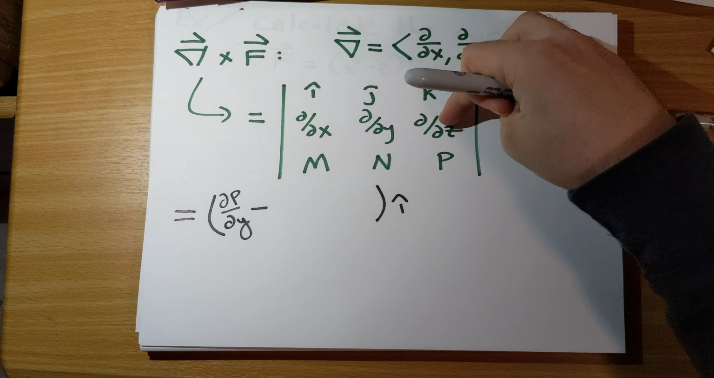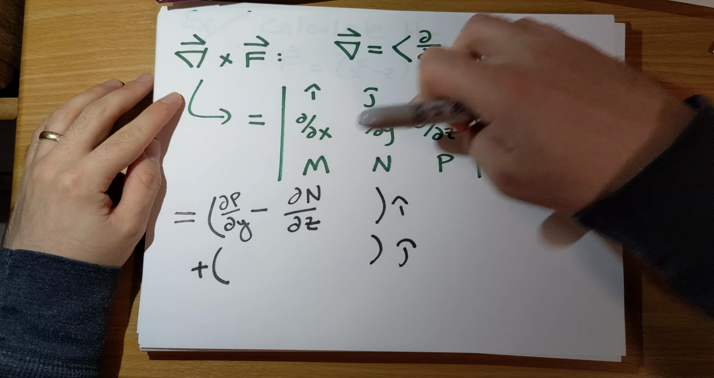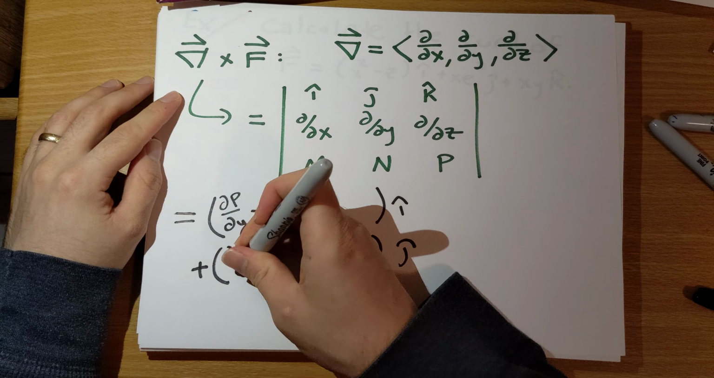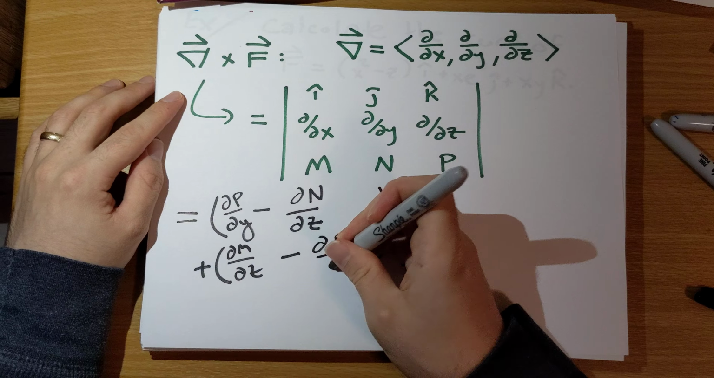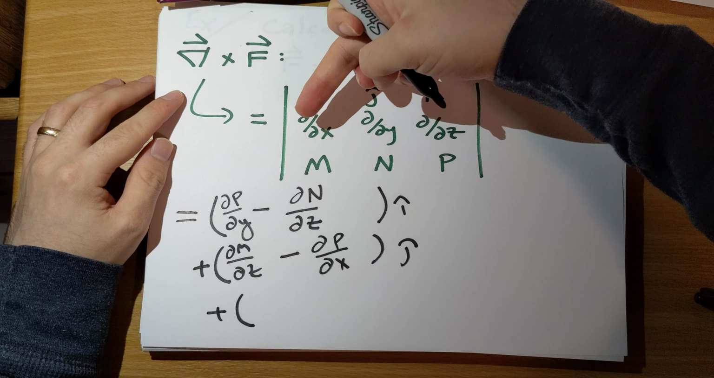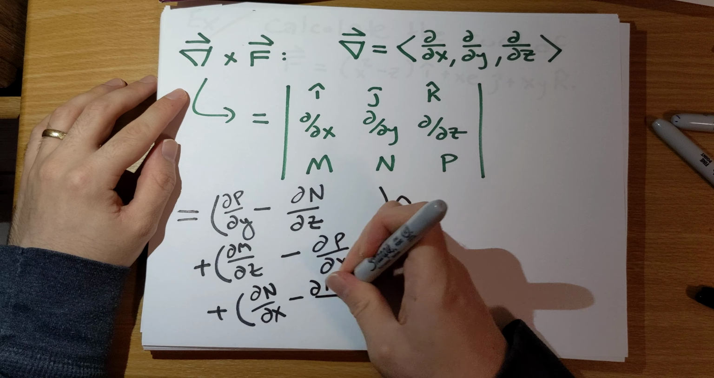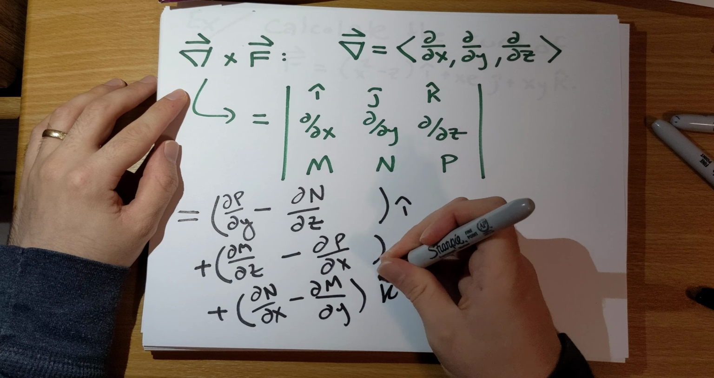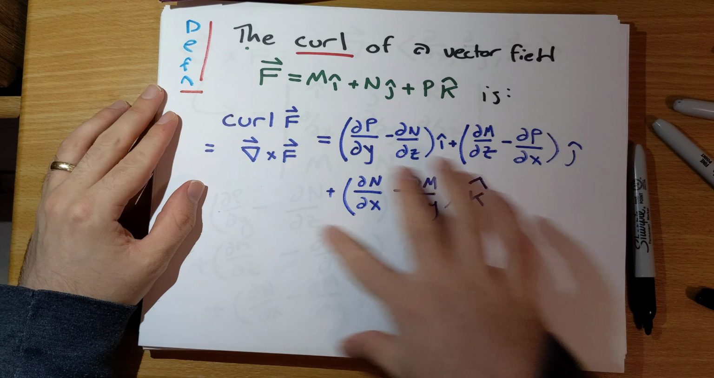plus, when we do the j hat terms, it ends up being the partial derivative with respect to z of m, minus the partial derivative with respect to x of p, and then plus the partial derivative with respect to x of n minus the partial derivative of m with respect to y, all of this times k hat. So this is what we have here, and this is exactly what I wrote here.